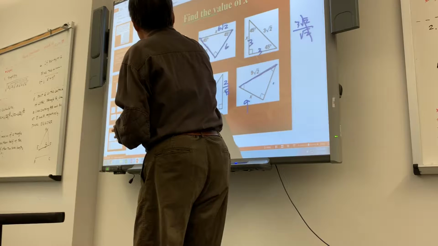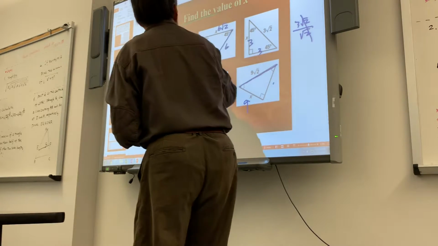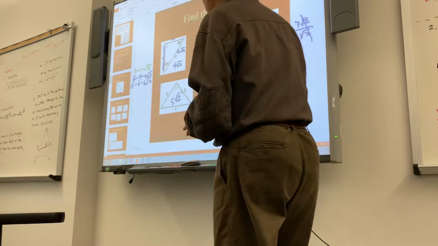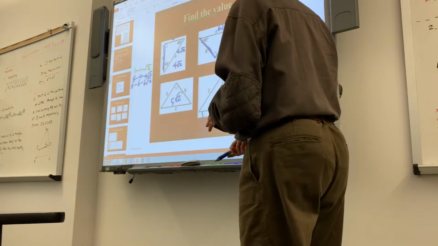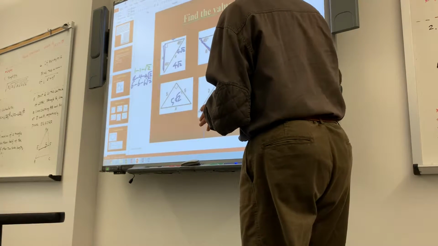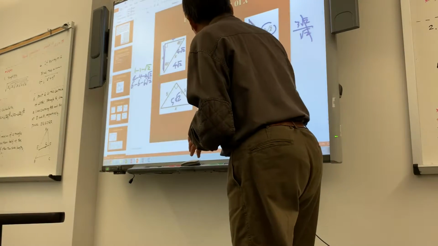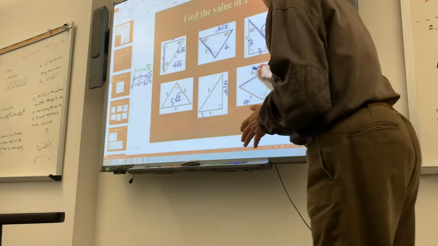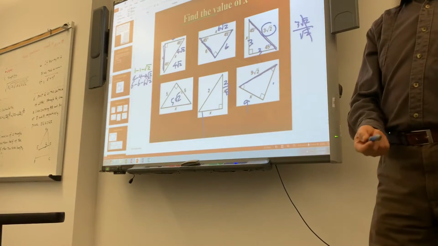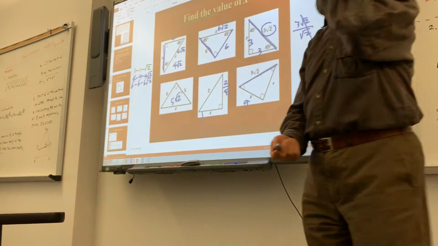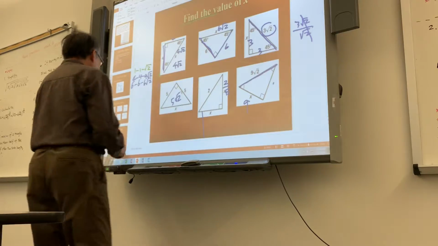If you know the leg, times square root of 2. If you know the hypotenuse, over square root of 2. Easy work. Is that clear? Good.